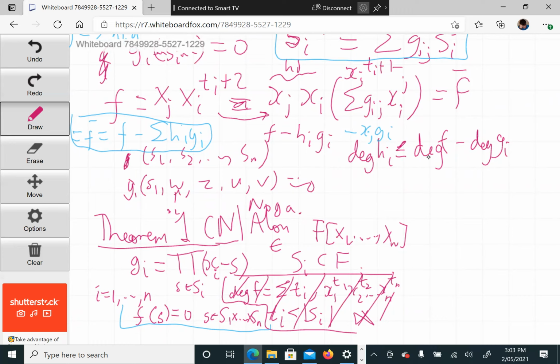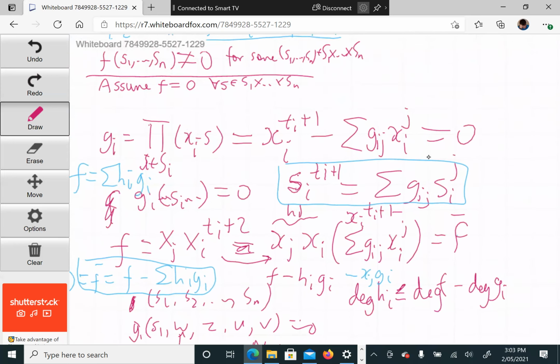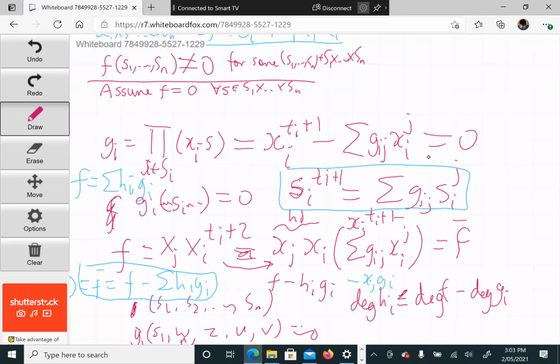Wait, so the degree of H is at most, the biggest it could possibly be is the degree of F minus degree of G, right? So if you multiply G with H, it's at most a degree of F, right? So for you to get a degree F term, you need to multiply the biggest terms of G with the biggest term in H to even have a chance.